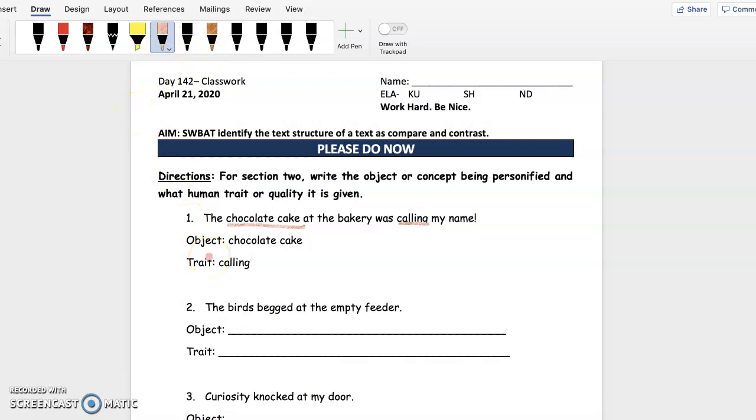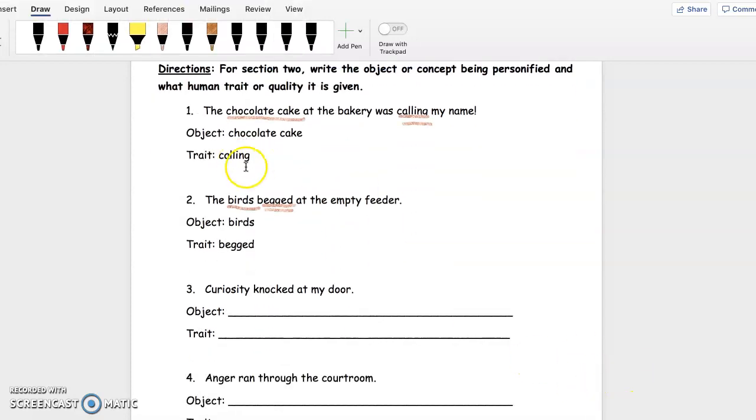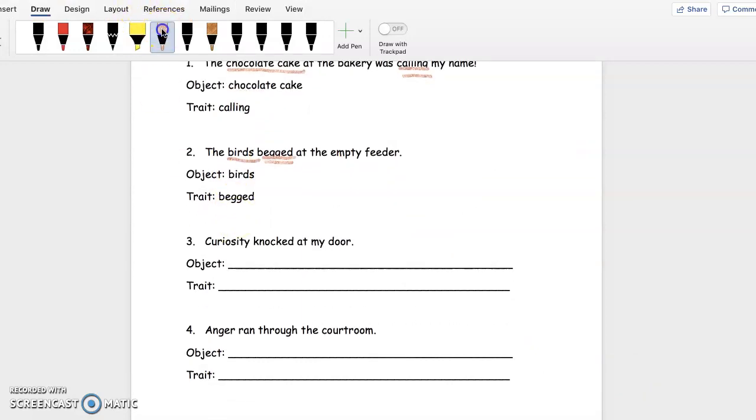The birds begged at the empty feeder, right? So the object, of course, are the birds. And what did they do? They begged. So, guys, I'm actually going to underline the trait twice so you guys can see the difference. Because we know that birds can't beg. It's basically saying that they were pretty much hungry, right? So let's go ahead and fill that in. So the object, of course, are the birds. And then the trait is begged. Okay, good. Let's move on to number 3 and 4.